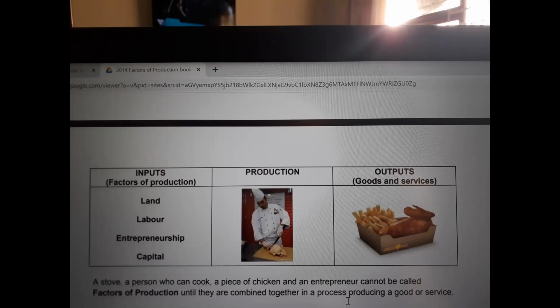Okay, as I said, this is a whole topic we're going to do at some time, but only for now, especially regarding the informal assessment that we're going to have, just mention the four factors of production, and that is land, labor, entrepreneurship, and capital.